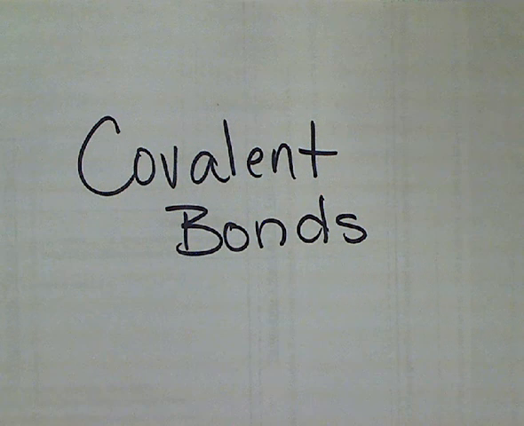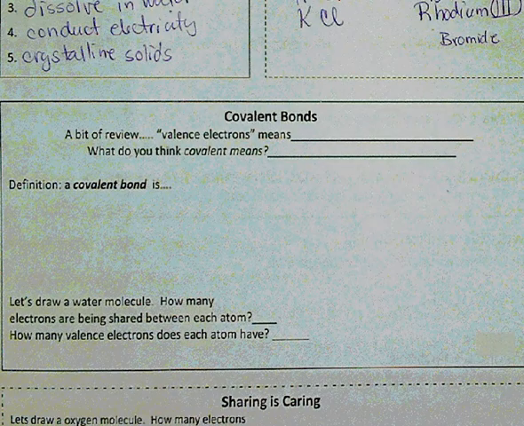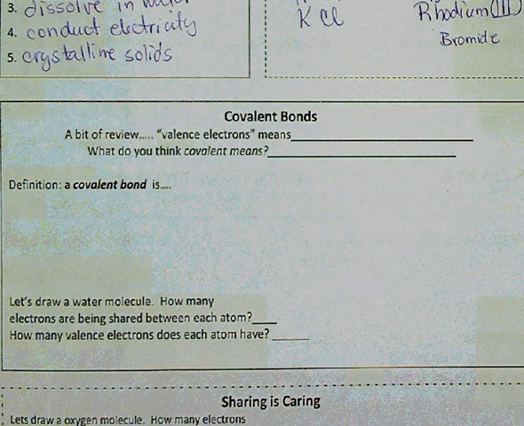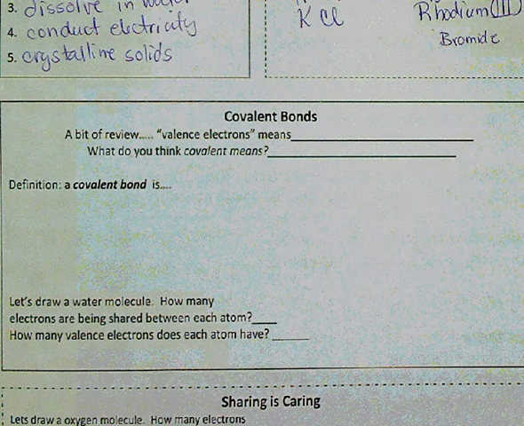Covalent bonds continued. A bit of review. What do valence electrons mean?